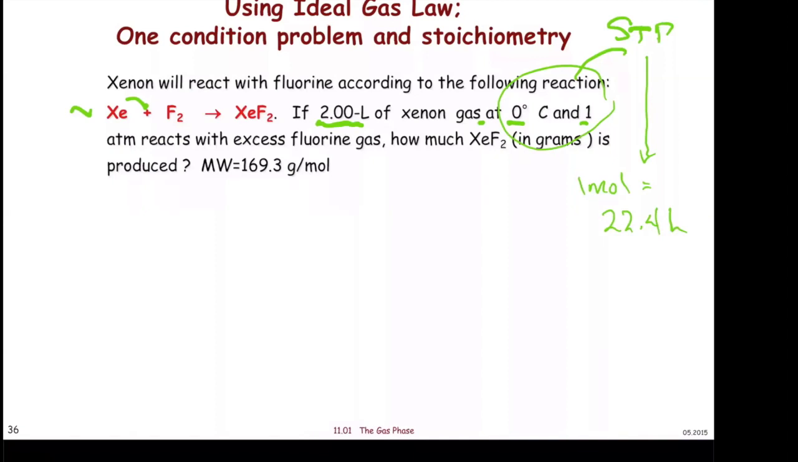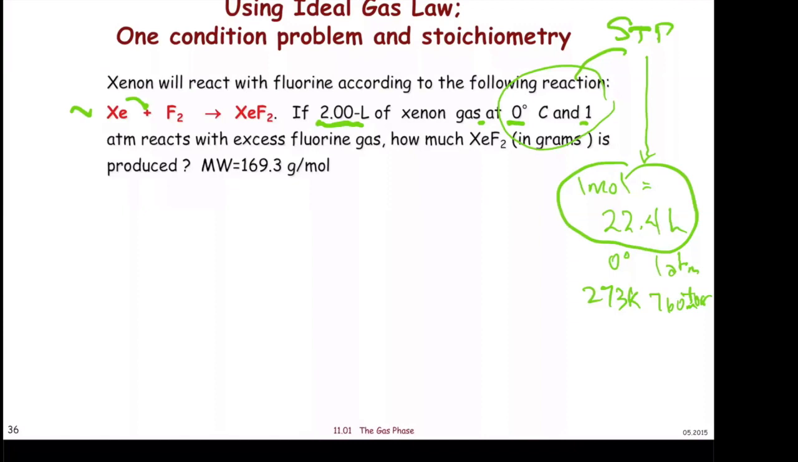Whether they give it to you at 0 degrees, 1 atmosphere, or 273, 760 millimeters of mercury, those are all the same conditions. You have to recognize that 0 degrees, 273 Kelvin, even 32 degrees Fahrenheit are the same conditions. 1 atmosphere, 760 torr, or 760 millimeters of mercury, or 14.7 psi are also the same conditions. And you should be able to use this conversion, because this conversion right here will save you a lot of time. Okay, so let's move on.